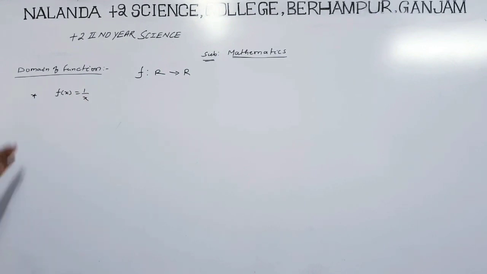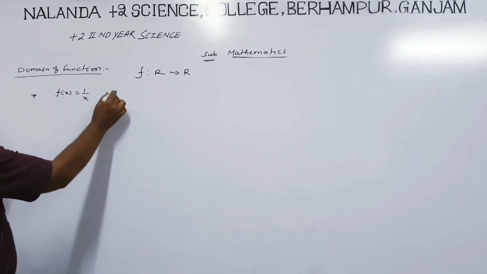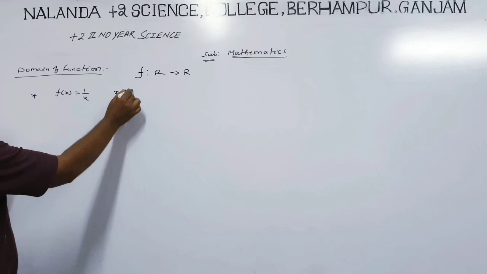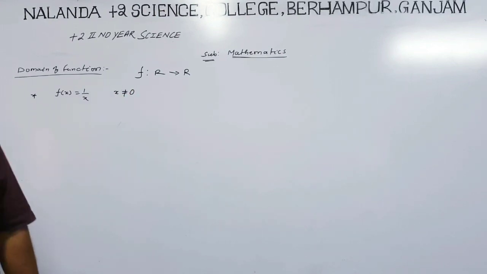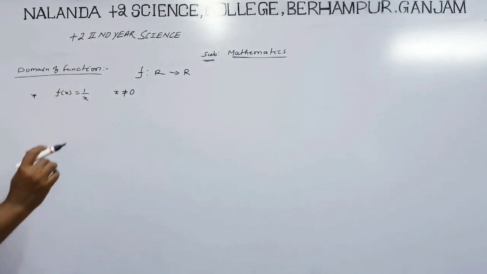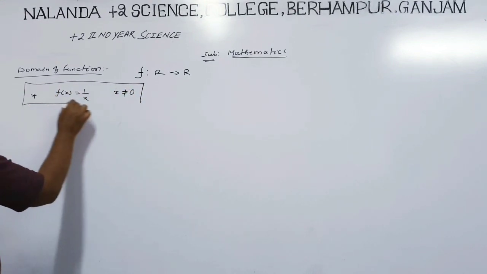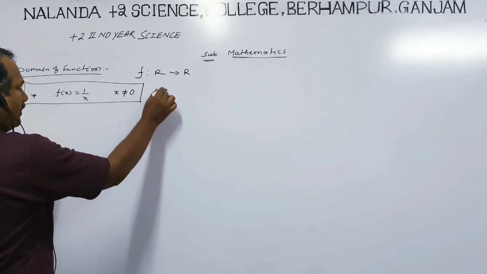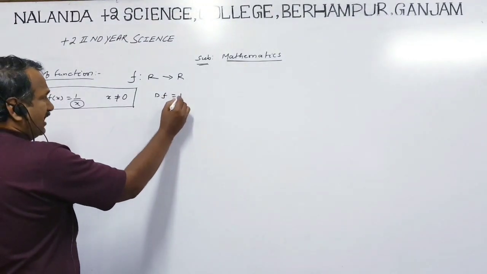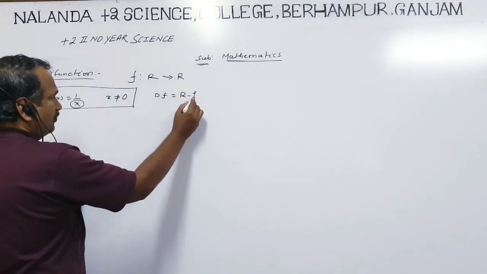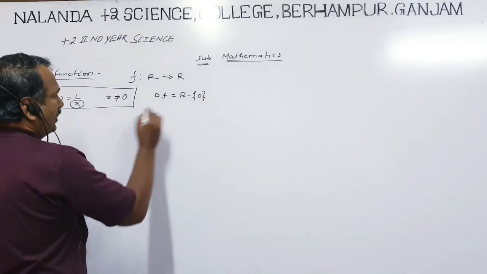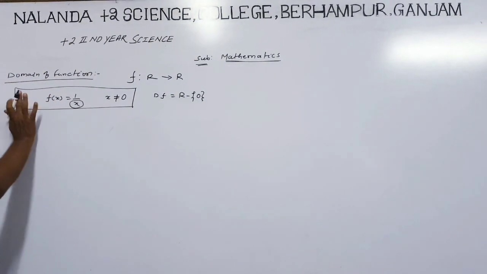Here x is not equal to 0. When x equals 0, the function is not defined. So this is the condition. What is the domain of the function? The domain is the real numbers but not 0. This is case one.